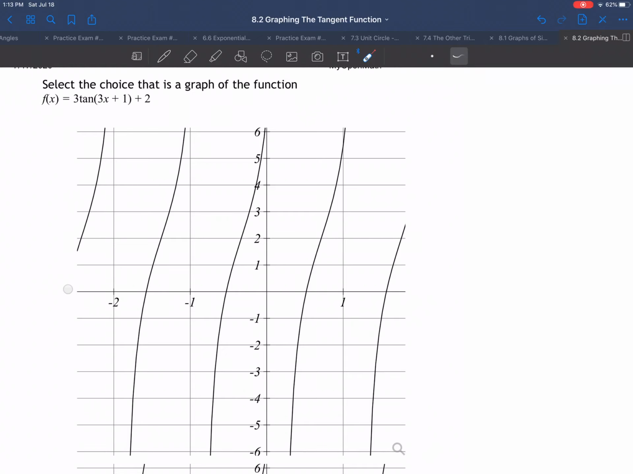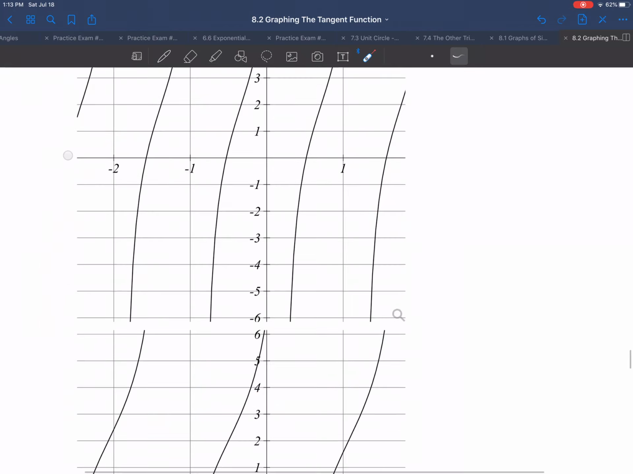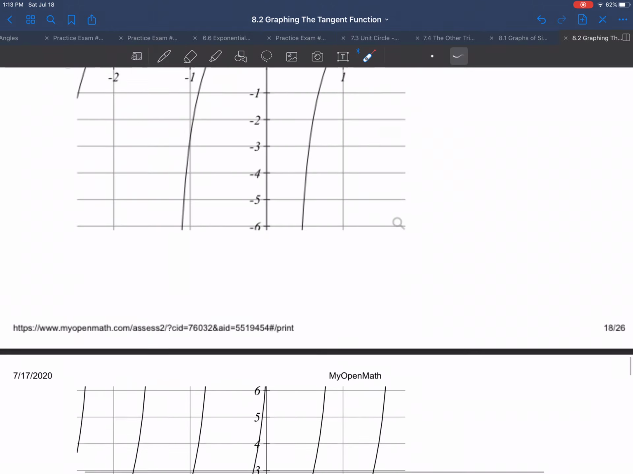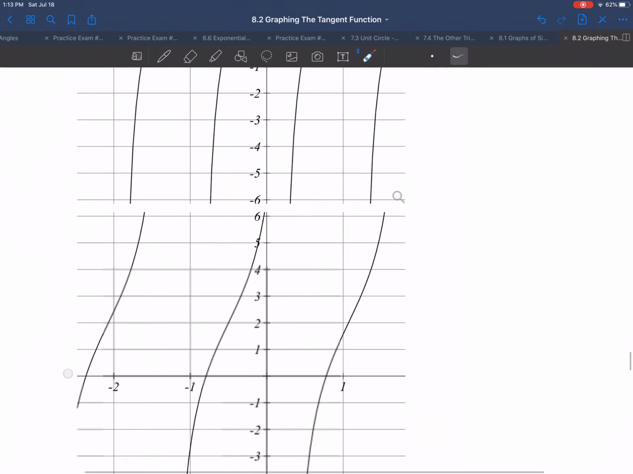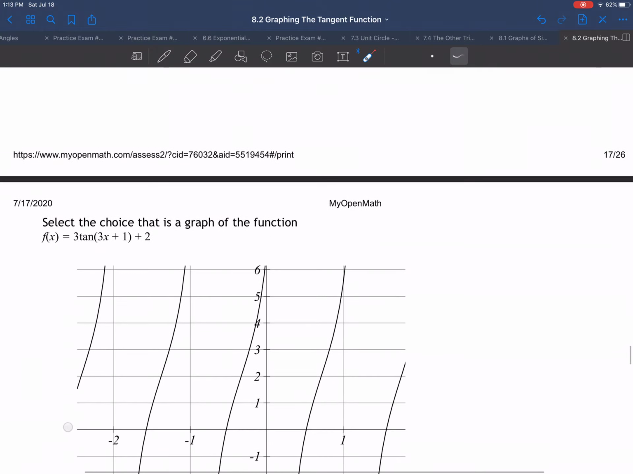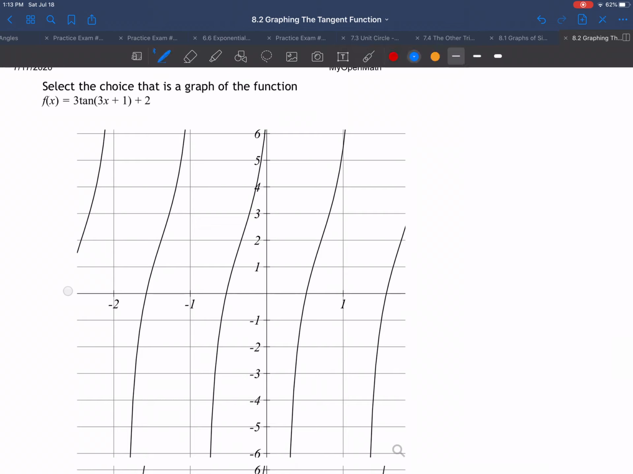Here's an example of graphing a tangent function that has all the different components involved. There are 4 options. It could be this graph, this graph, this graph, or that one. So how do we find the right multiple choice answer here?